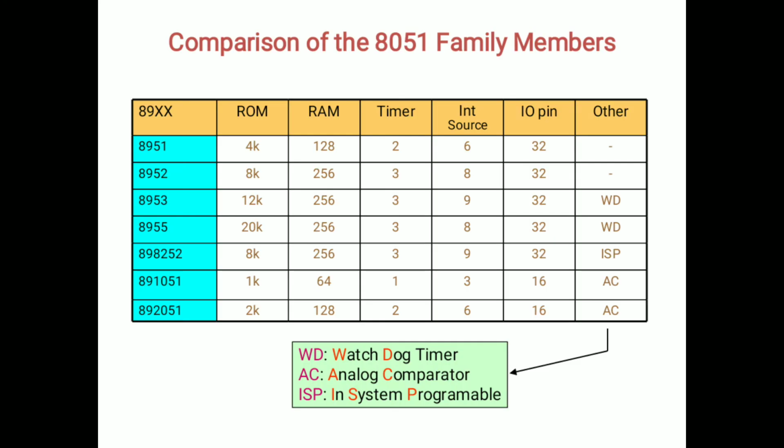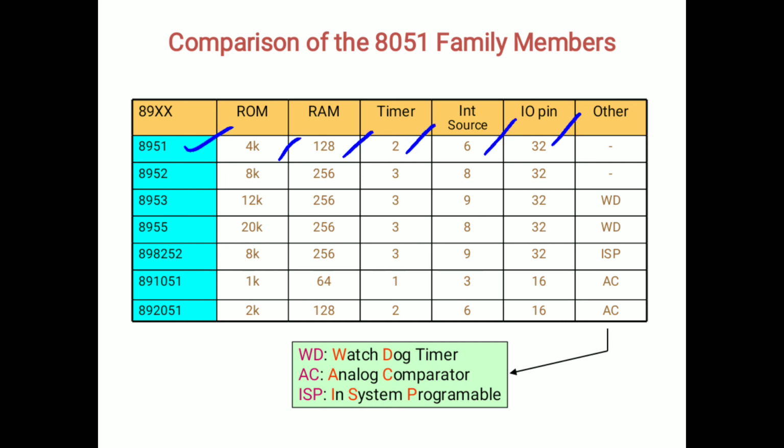Nowadays many other family members of the 8051 microcontroller are being used. If we use the 8051, it has an inbuilt ROM structure. But if we go for the 89 series, the 8951, then in this we use flash memory, like EEPROM, that means it can be electrically erased and electrically programmed. In this case also we have different versions of the 89 series. The 8951 has 4K of ROM, 128 bytes of RAM, 2 timers, 6 interrupt sources and 32 input output pins.